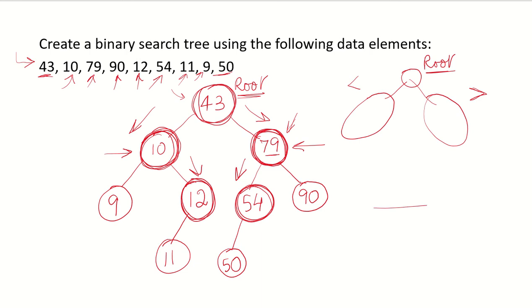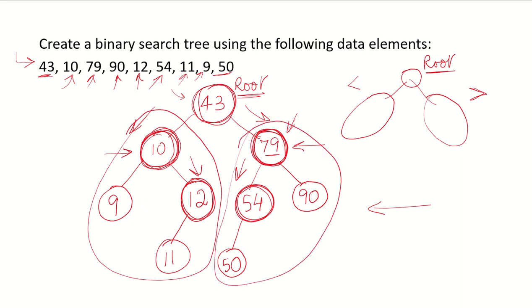So this is how the binary search tree is being created. You can see that all values in the left subtree of the root node have a value less than 43. All values in the right subtree of the root node have a value greater than 43. And this you can check recursively for each and every node in the tree.